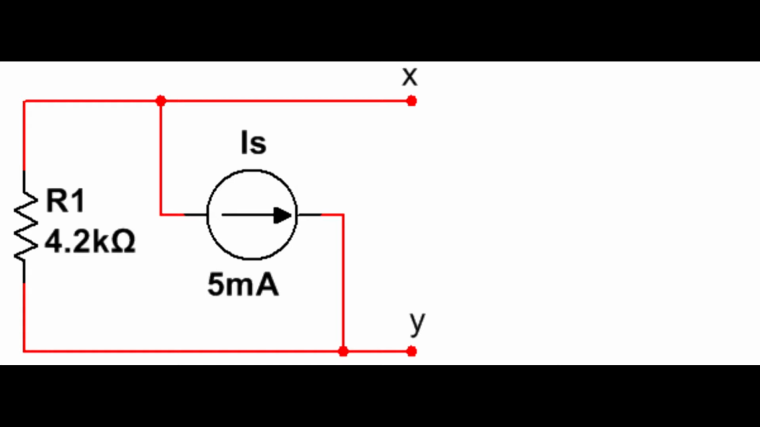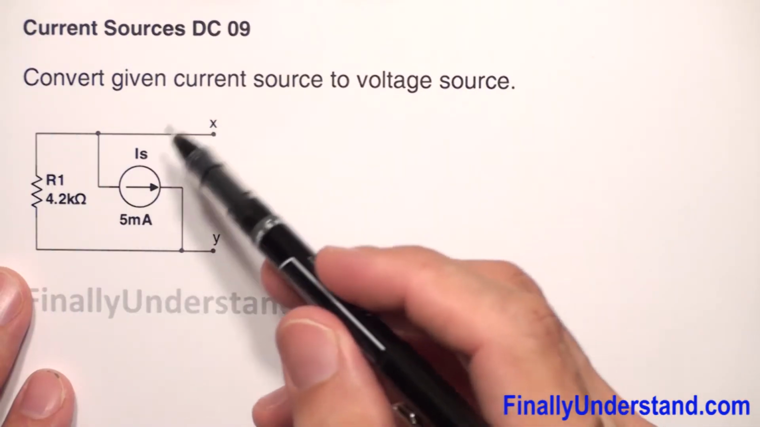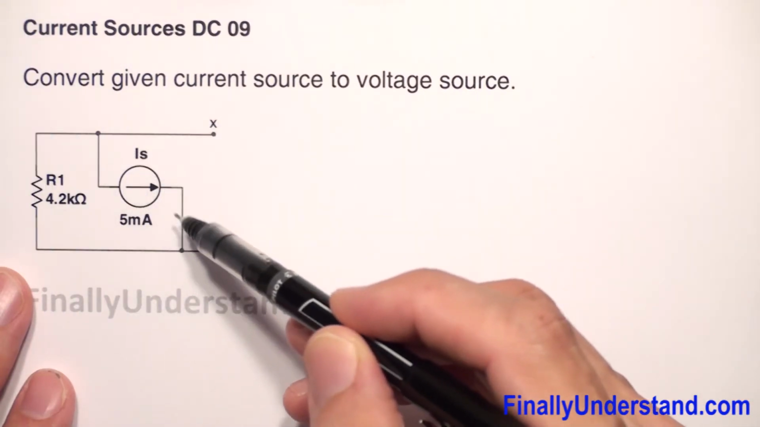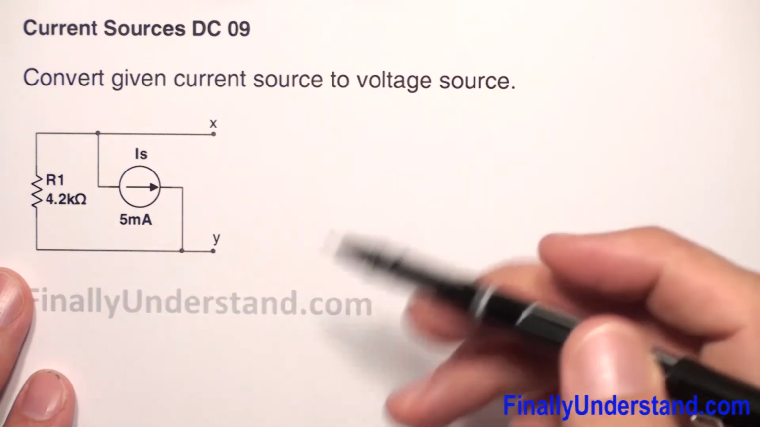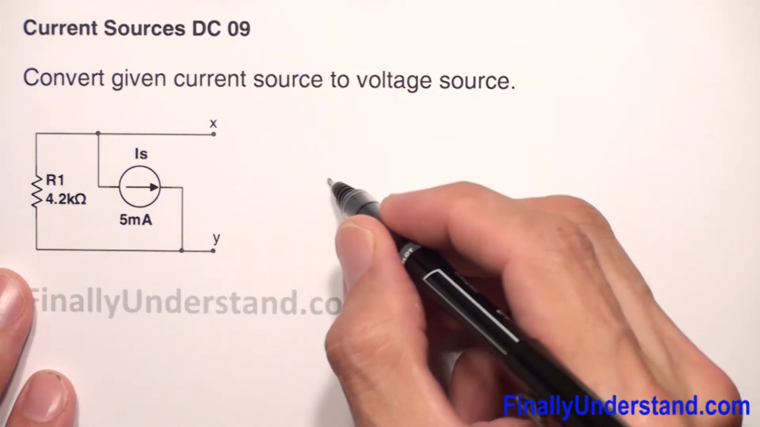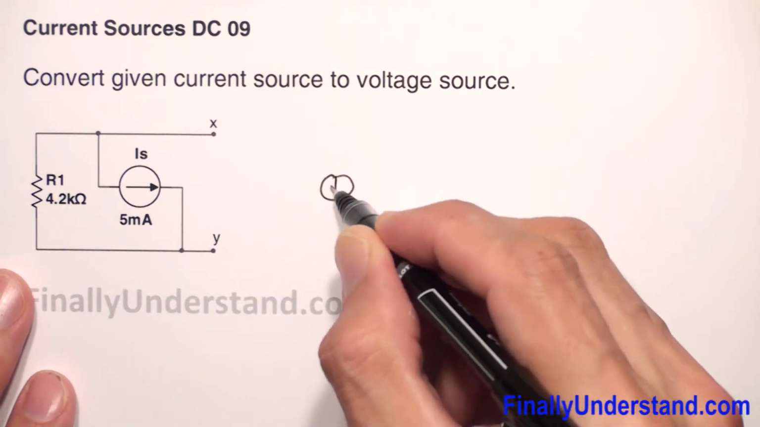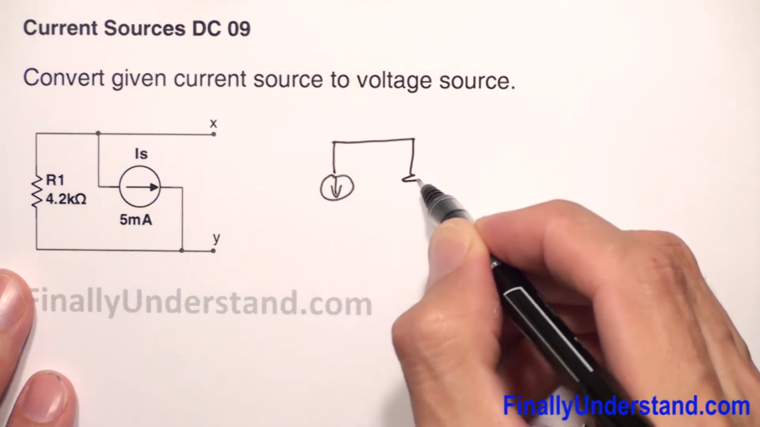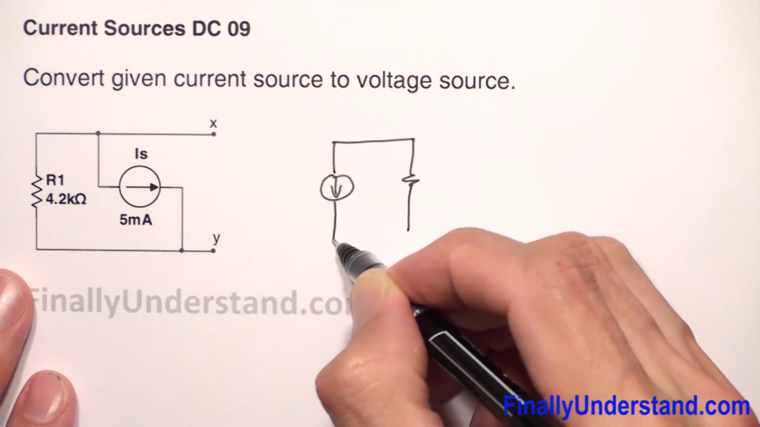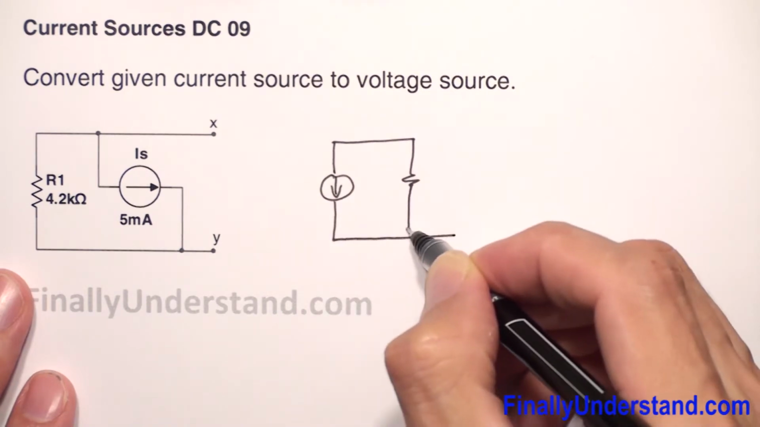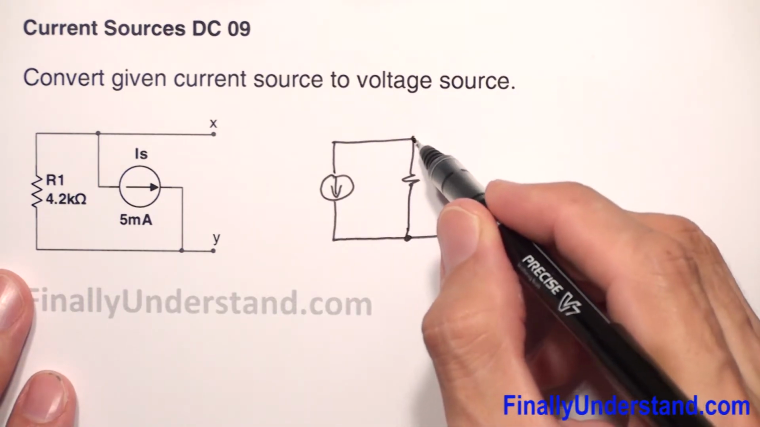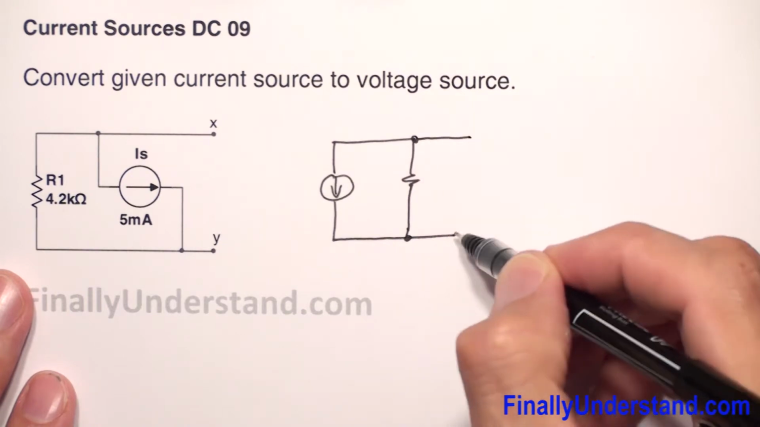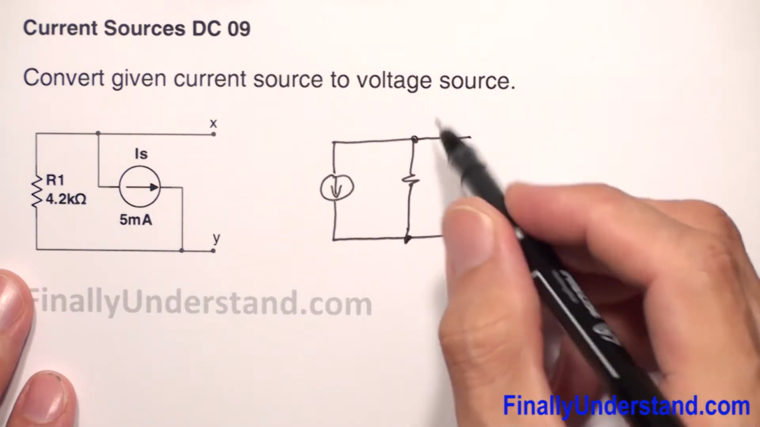Let's take a look at this example. In order to make this problem look a little bit simpler, I'm going to redraw it. Please notice that we have a current source in parallel with resistor R1. We can draw this circuit like this. This is my current source and this is my resistor R1. They look different, but from an electrical point of view, this is exactly the same circuit.